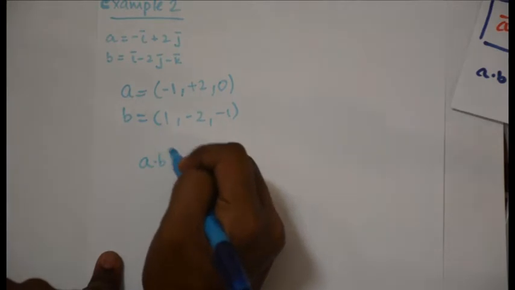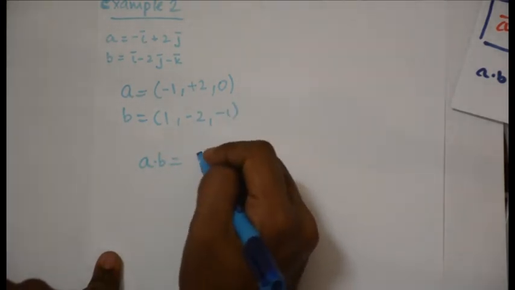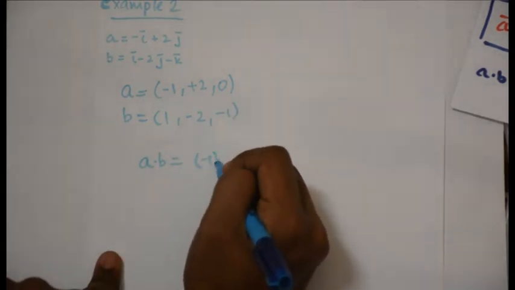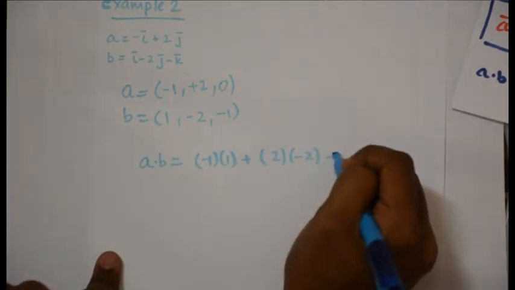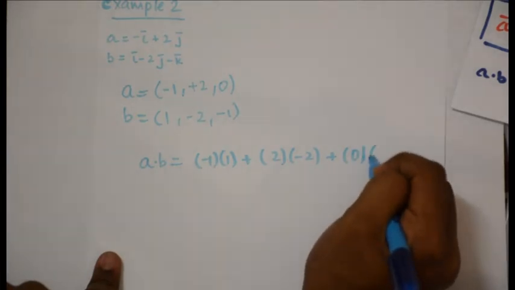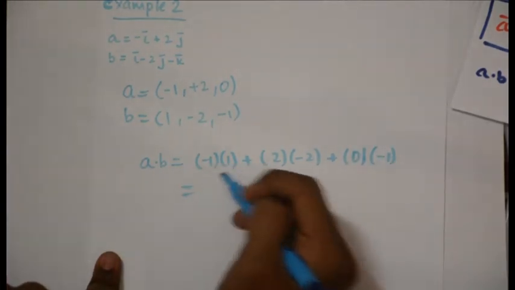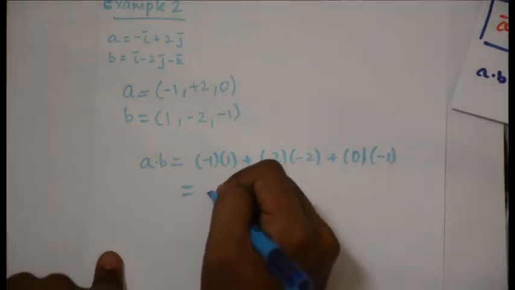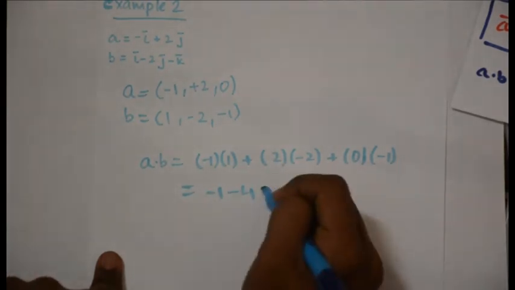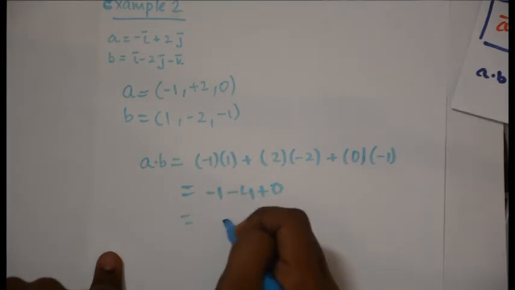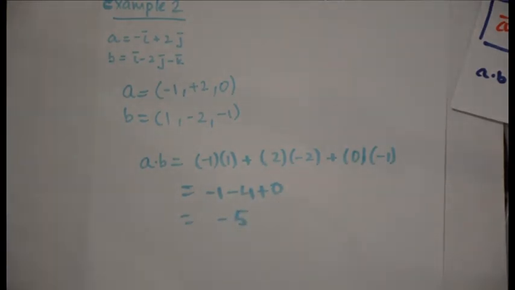So the dot product between these two vectors will be minus 1 into 1 plus 2 into minus 2 plus 0 into minus 1. And that is minus 1 minus 4 plus 0, which equals minus 5.